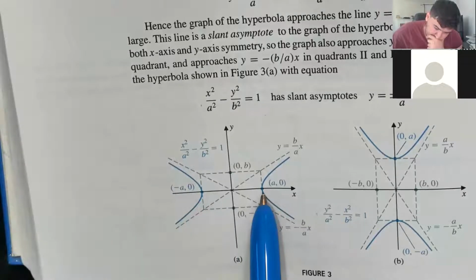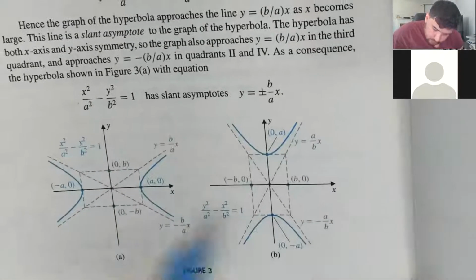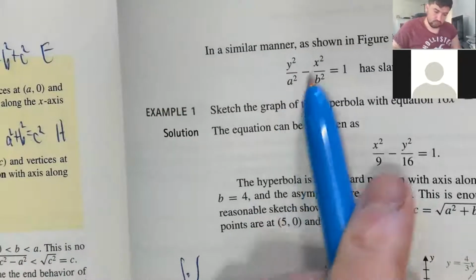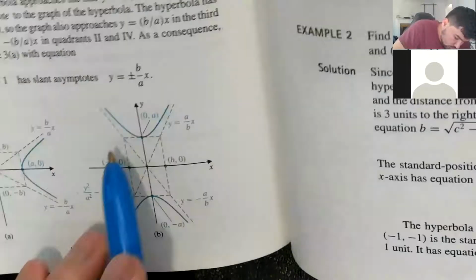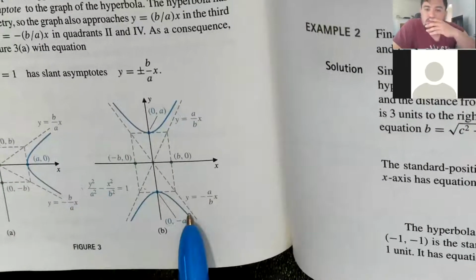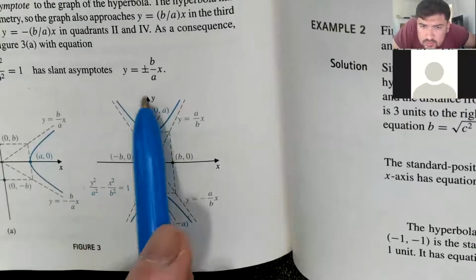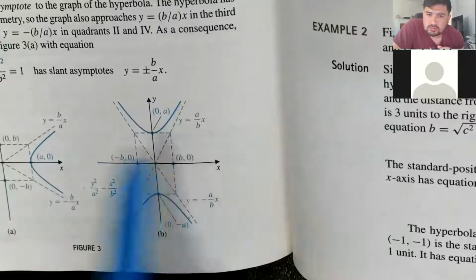Vertices. This one, Y squared over A squared minus X squared over B squared equals 1. Up and down. And I'll start showing you how to do that. You could make formulas for the asymptotes. I say don't do it, don't even bother with it. Just do your rise over the run, and I'll show you what I mean. So today and tomorrow, I'll try to show you some hyperbolas.